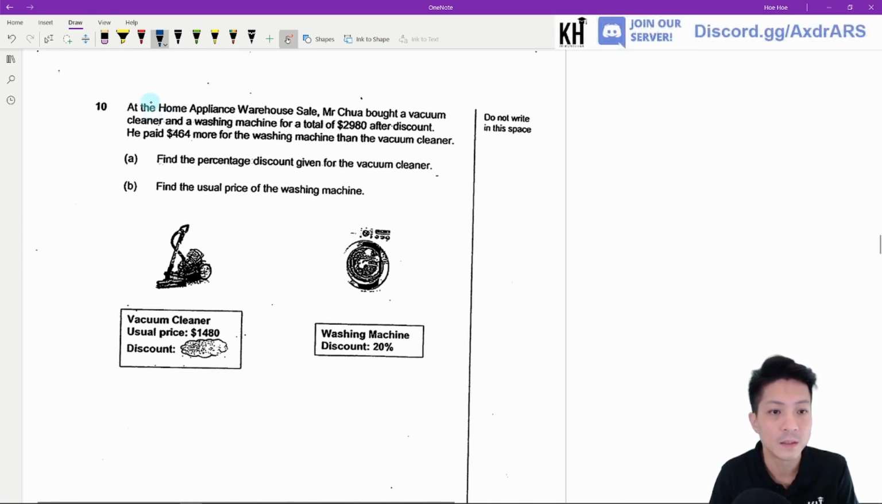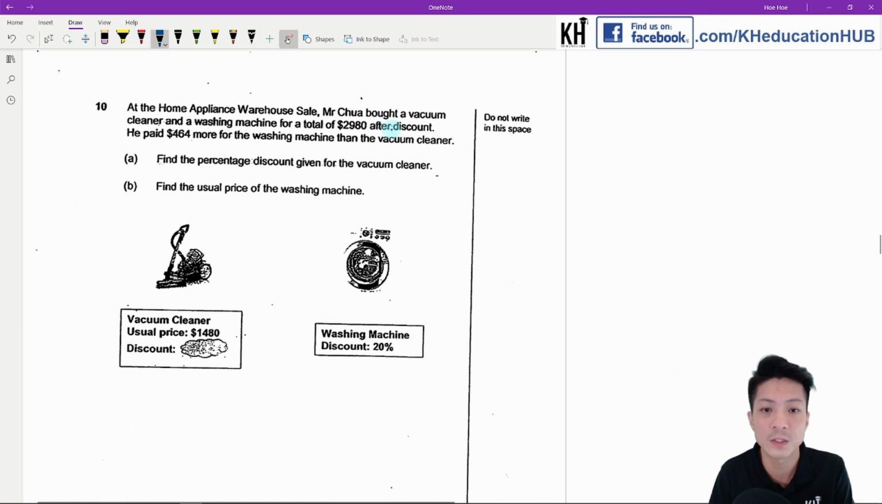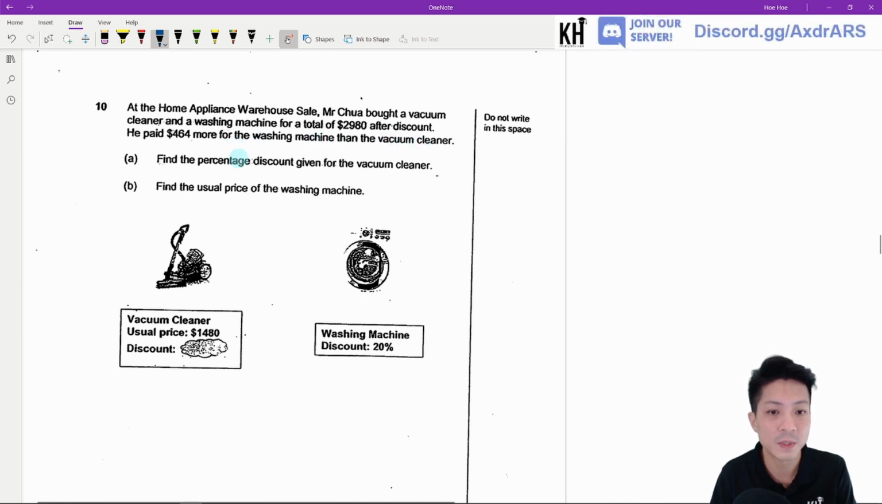Question 10. At the home appliance warehouse sale, Mr. Chua bought a vacuum cleaner and washing machine for a total of $2,980 after discount. He paid $464 more for the washing machine than the vacuum cleaner. Find the percentage discount given for the vacuum cleaner.